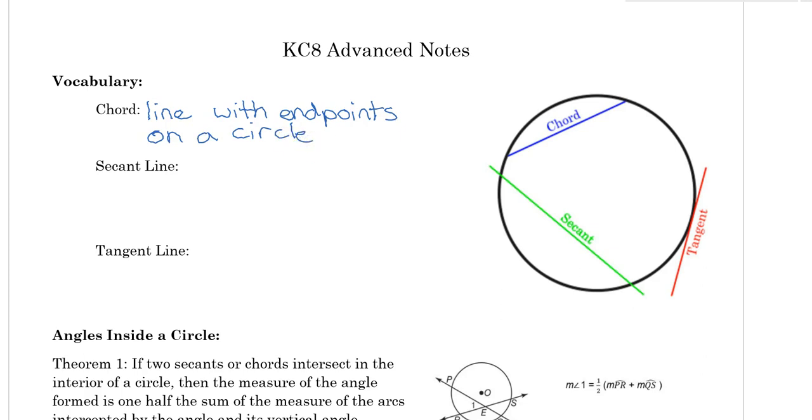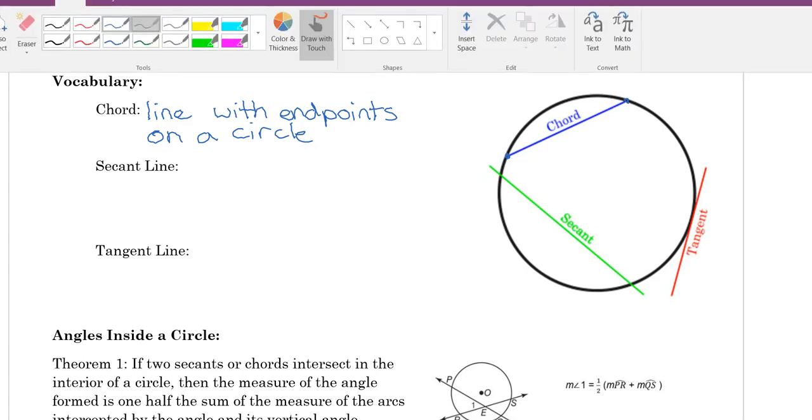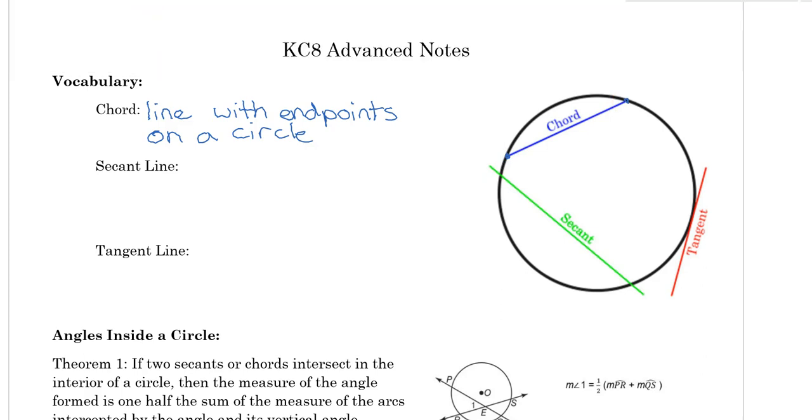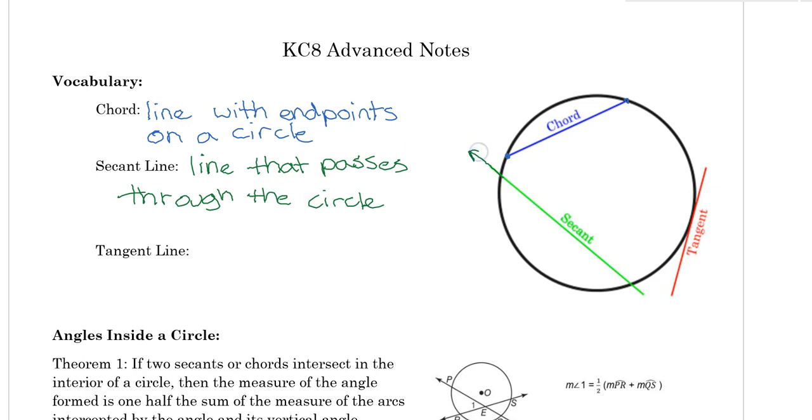Okay. So a chord goes from here right to here. That's a line there. Then secant. A secant line is a line that passes through your circle. So the biggest difference between a chord and a secant line is a secant line does not stop. It's going to continue going forever. Okay? So it's a line that just goes through the circle and keeps going forever.